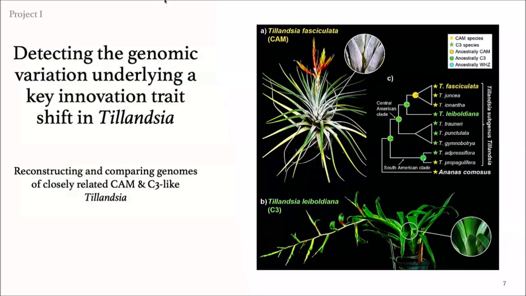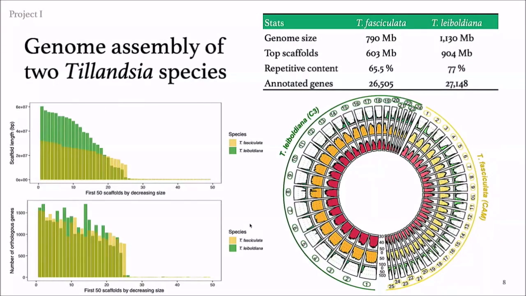So what we did was to select two members of the radiation, Tillandsia fasciculata and Tillandsia leiboldiana, that represent the more extreme ends of the phenotypic range within the radiation when it comes to CAM photosynthesis. So you could say that Tillandsia leiboldiana is more C3-like and Tillandsia fasciculata is more CAM-like. And then we went on and constructed reference genomes for both species. So I'll just briefly describe them because it's an important resource for the Bromeliaceae community.